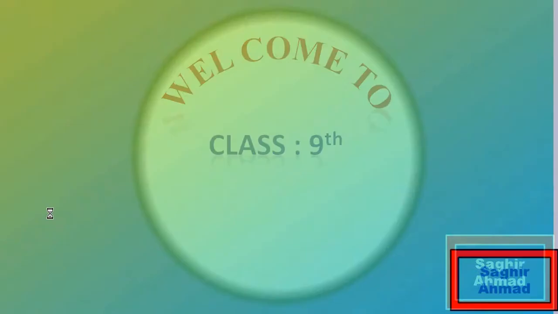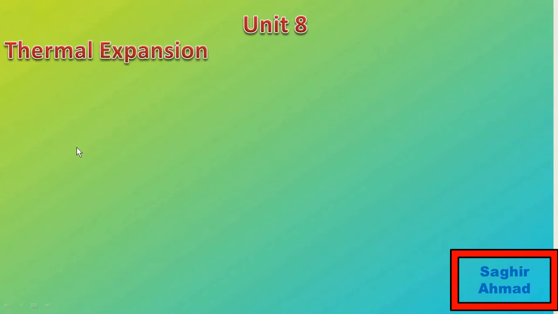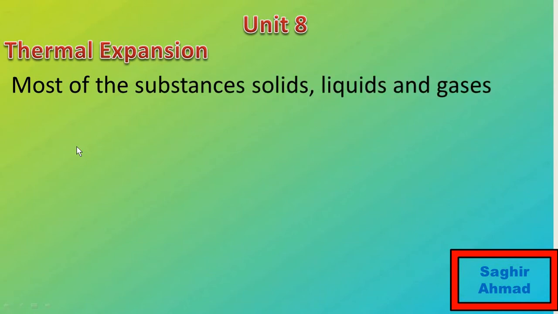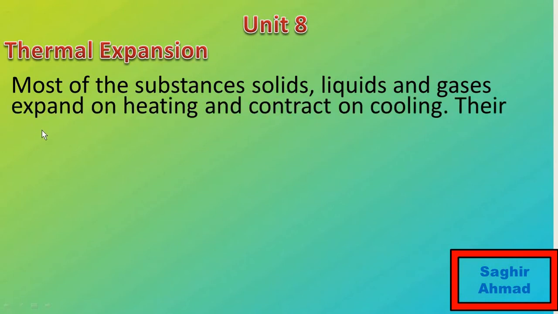Welcome to this video. Today is our last topic of unit number 8. Then we solve its examples, numericals and exercises. This is thermal expansion. What is thermal expansion? Most substances, solids, liquids and gases, expand on heating. You know that substances are only of three types: solids, liquids and gases. When you heat any substance, for example solid, liquid or gas, it will expand after heating.